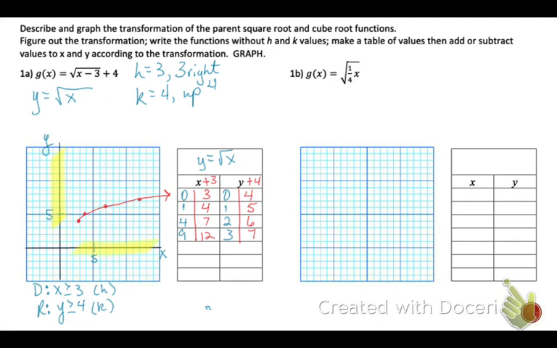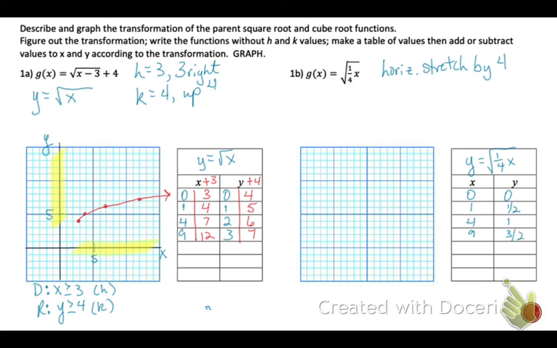All right, now in this part of the notes, let's just do one more example. So 1b. Notice we have g of x equals the square root of 1/4 x. So what we have here is a horizontal stretch by 4. So that's going to stretch our graph away from our x-axis. We do not have any h or k values to ignore, so we're going to plug values into this equation. So if I plug in 0, I just get the square root of 1/4 times 0, which is 0.